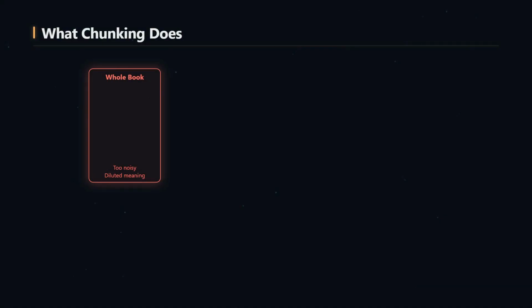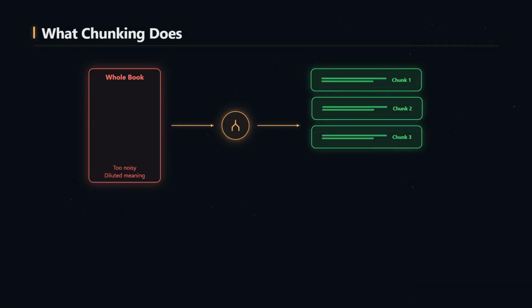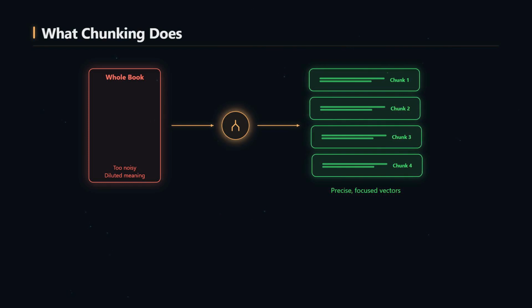You cannot embed an entire book as one giant vector and expect useful results. So documents are split into smaller pieces called chunks, typically a paragraph or a few sentences long. And each chunk gets its own embedding. Smaller, focused chunks retrieve far more precisely.